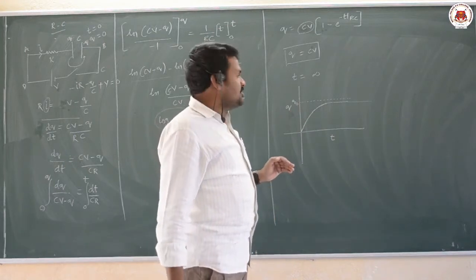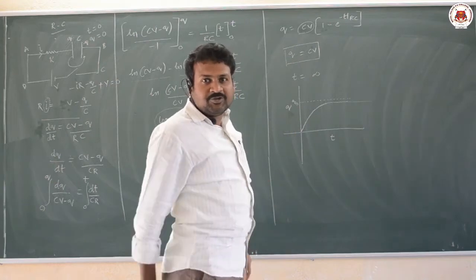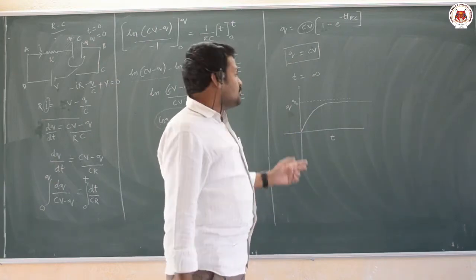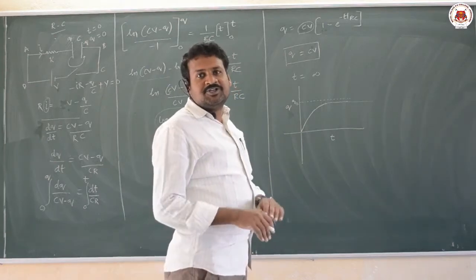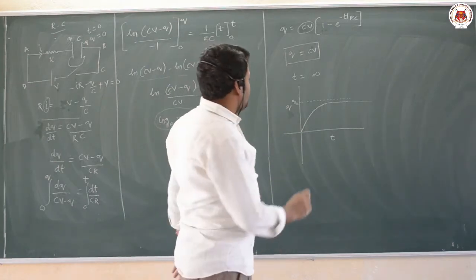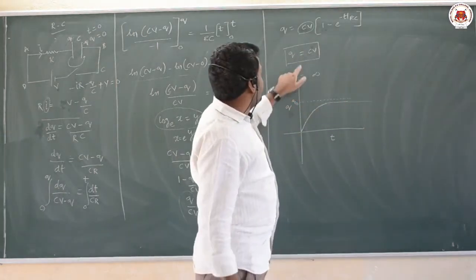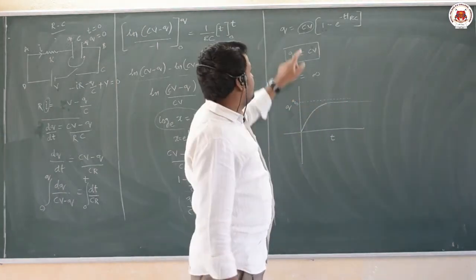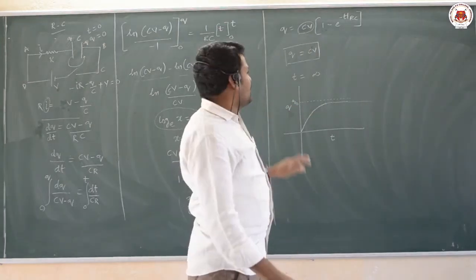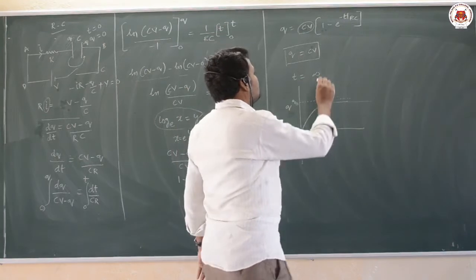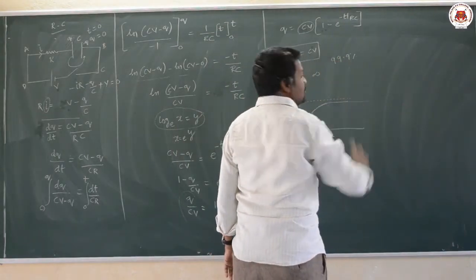If you want to charge it to 90%, you require some energy. From 90 to 99, you require a lot of energy. So if a capacitor is charged to 99%, we feel that it is totally charged. So a capacitor cannot be fully charged, because to get maximum charge, we require infinite time. Infinite time means very long time. So on long standing, it may reach 99% charged.